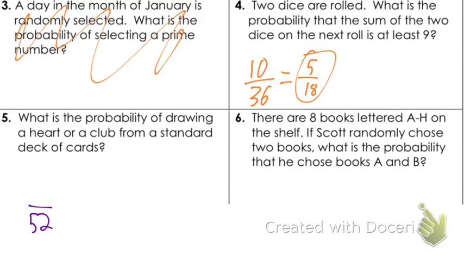So how many cards are there per suit? It goes ace, 2, 3, 4, 5, 6, 7, 8, 9, 10, jack, queen, king. 13 cards per suit. Now how many suits are there? 4 suits. What are our suits?